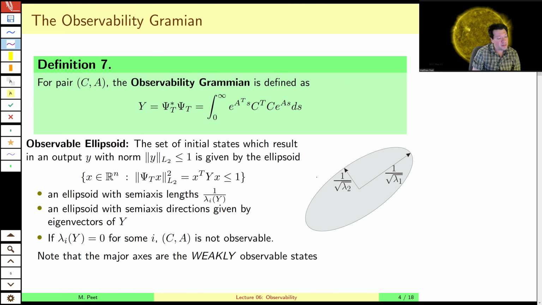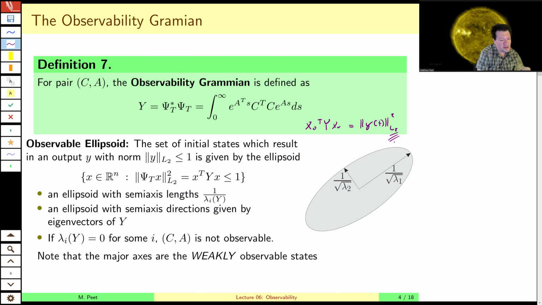The observability Grammian, however, remember this is how it's defined, and we can just write that. Well, okay, because we don't have the x naughts right here, so we'll leave that alone. So we can just write down x naught transpose W x naught is the square integral of the output produced by that initial condition, and here the square integral, that's the L2 norm, so that's what that little notation means.